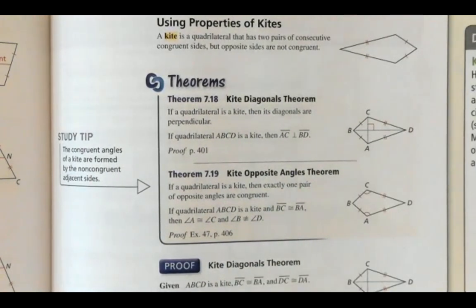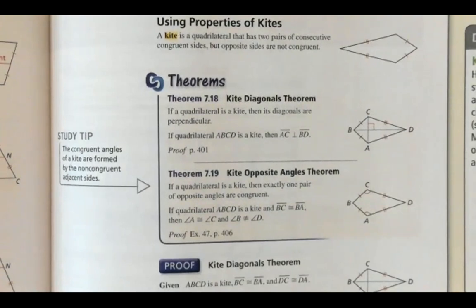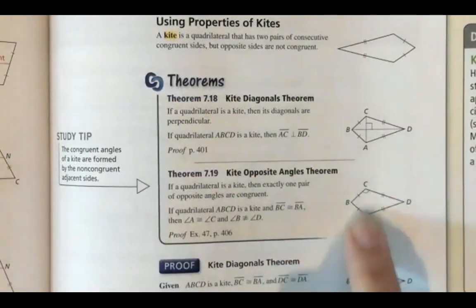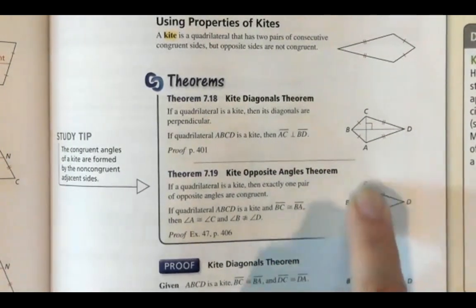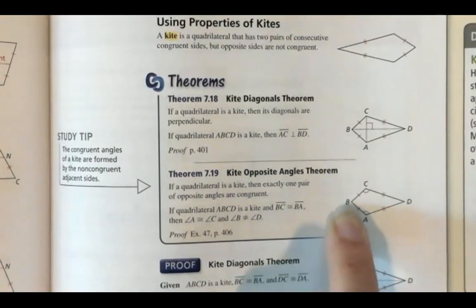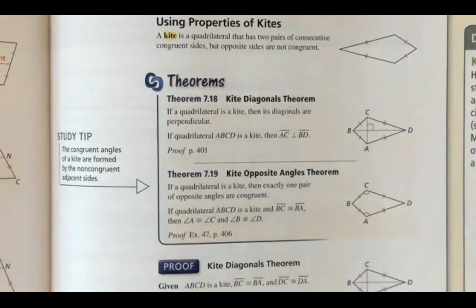Okay. Kites also have exactly 1 pair of opposite angles that are congruent. So it's always going to be on your shorter side, it's going to be the opposites. So here C and A would be congruent. Obviously, by looking, B and D are not congruent.